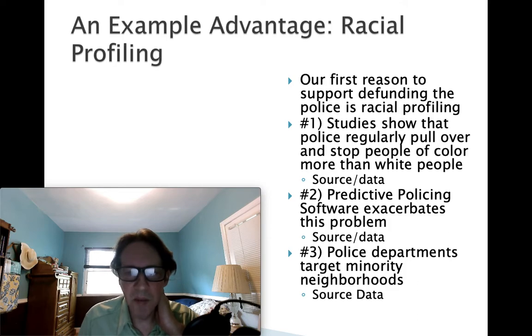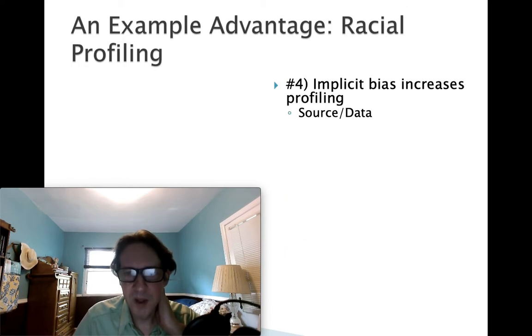Number three, police departments target minority neighborhoods. I'm going to insert some data here that says that police spend over 70% of their time in minority neighborhoods. Number four, implicit bias increases profiling. And here I'd explain what implicit bias is a little bit, offer some data, again, one of my briefs maybe, that say that police are afflicted by implicit bias and the way that affects how they tend to arrest and pull over people of color more often.